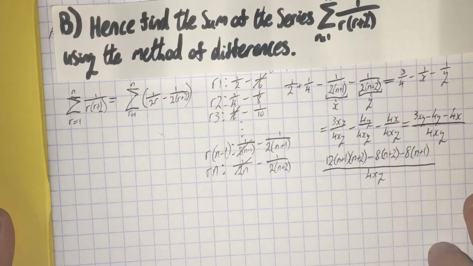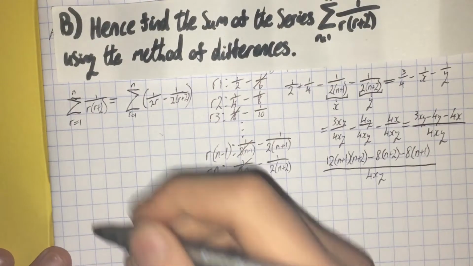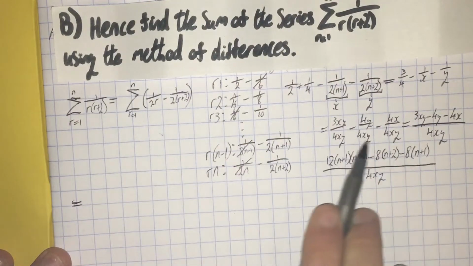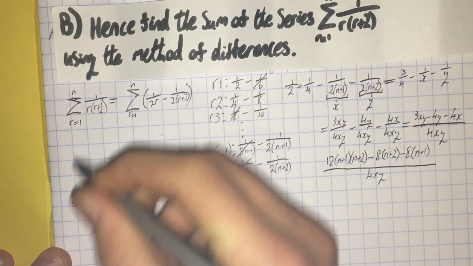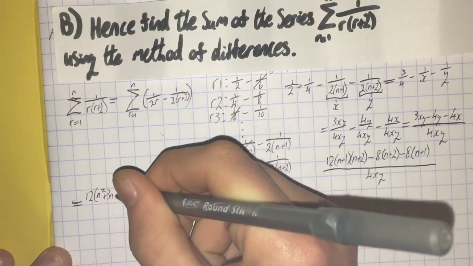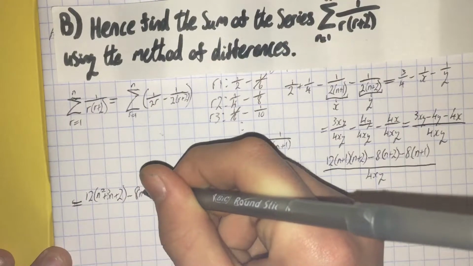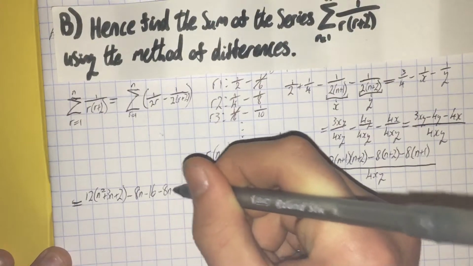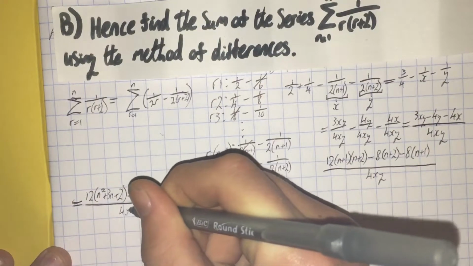So this will give us, if we just bring this down to here where we have more space, we'll have to start expanding these and simplifying. So that will give us 3n squared plus 9n plus 6, minus 8n minus 16, minus 8n minus 8, over 4xy.